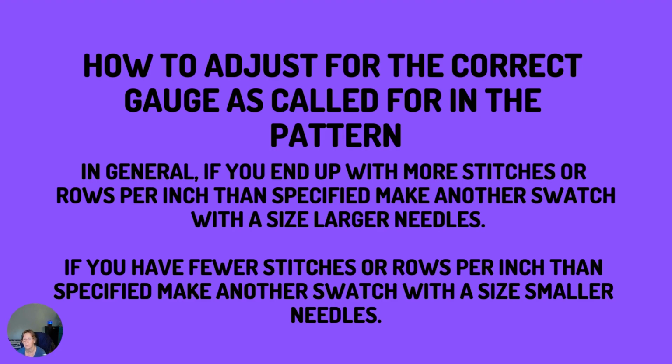If you have fewer stitches or rows per inch than specified, make another swatch with a size smaller needles. So basically, if your stitches are bigger than what the gauge is calling for, then you can lower your needle size down. Let's say you'd go from an 8 to a 7. That would decrease the size of your stitches to match the gauge that your pattern calls for.